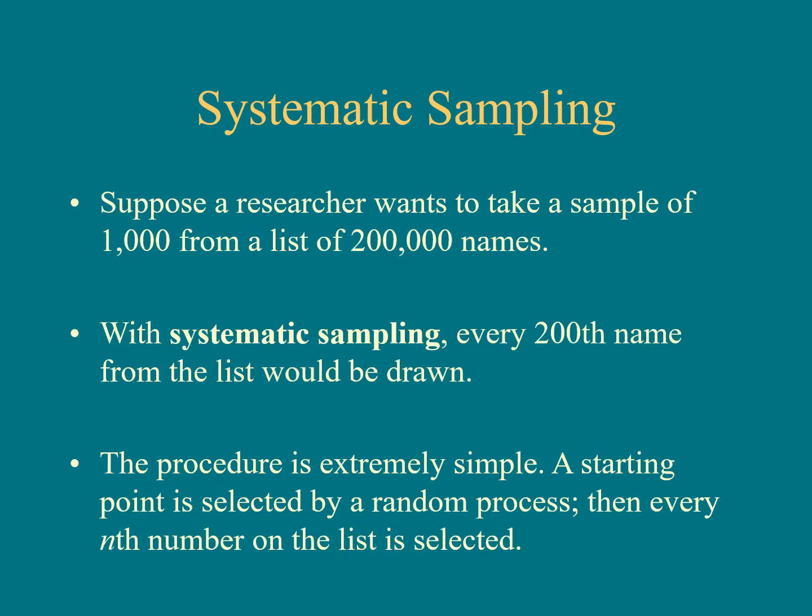Systematic sampling. Suppose a researcher wants to take a sample of 1,000 from a list of 200,000 names. With systematic sampling, every 200th name from the list would be drawn. The procedure is extremely simple. A starting point is selected by a random process, then every nth number on the list is selected.